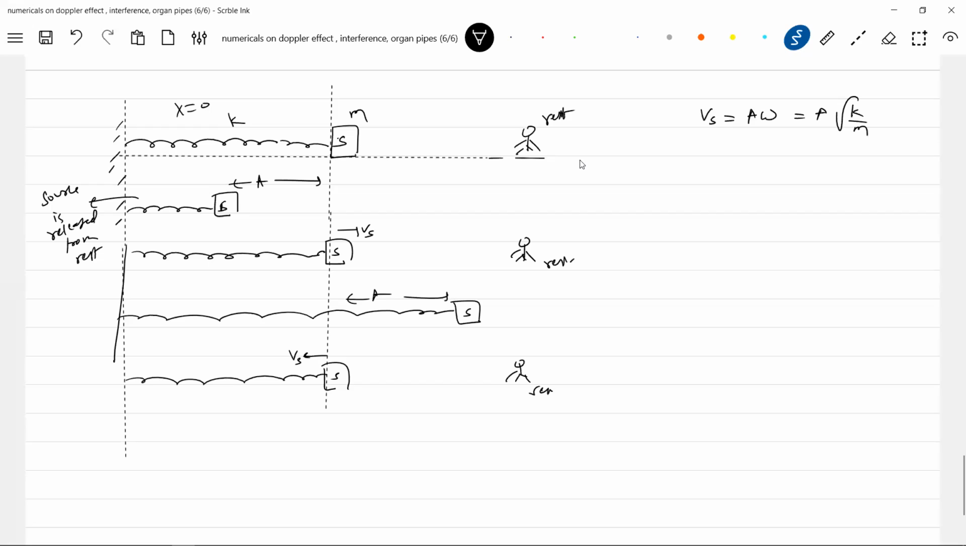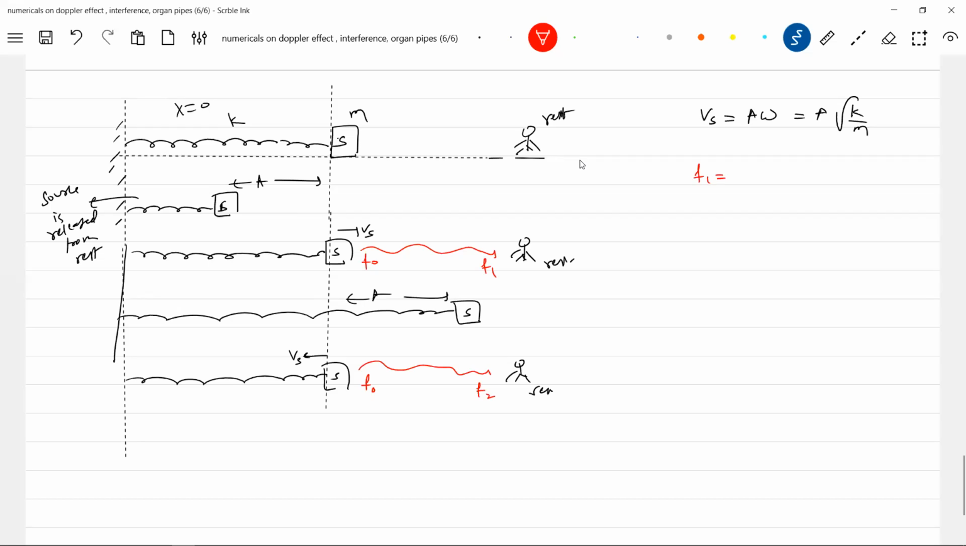What are the maximum and minimum frequencies heard by the person? Okay, this first case, it will generate a wave. Here it will generate a wave of frequency f naught, which is going to be heard here at frequency f2, and f naught here is going to be f1.